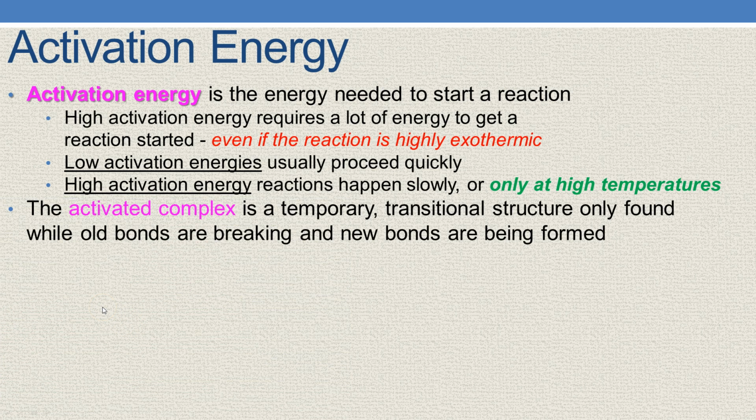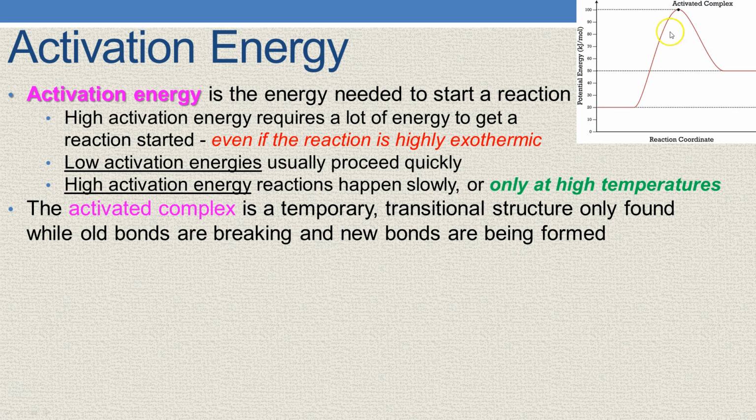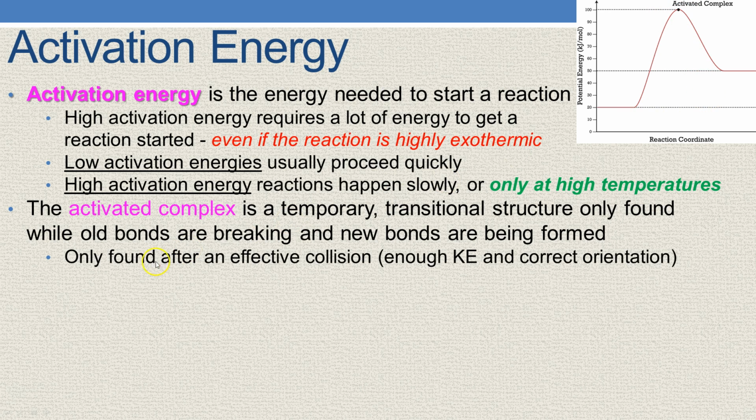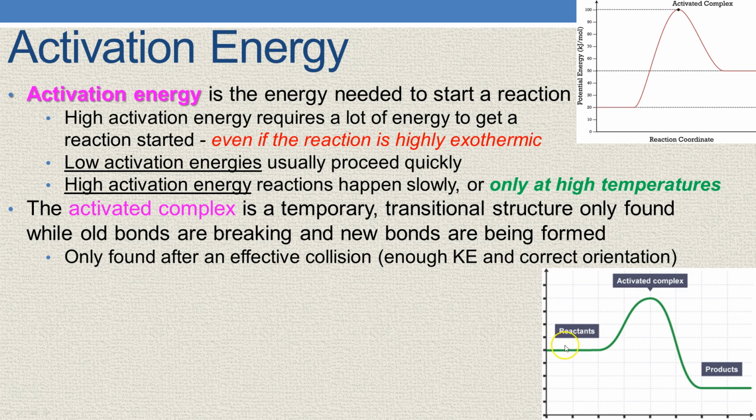So an activated complex is a temporary transitional structure that you'll only find while the old bonds are breaking and the new bonds are being formed. So on our potential energy diagram, so this is my activation energy, the energy I need to get up and over there. Only at the very top do we see that activated complex, that temporary structure. You only see this with an effective collision, when there's enough kinetic energy and correct orientation.